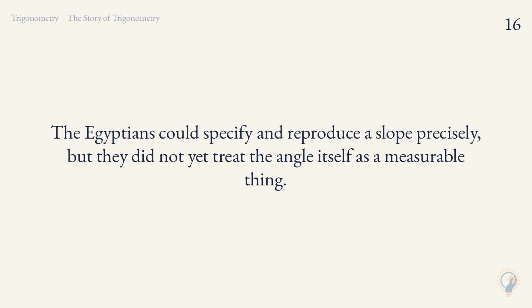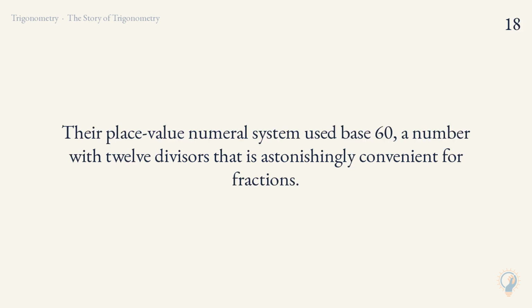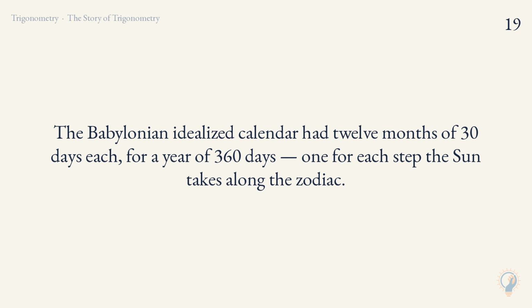The Egyptians could specify and reproduce a slope precisely, but they did not yet treat the angle itself as a measurable thing. The Babylonians took a different path entirely. Their place value numeral system used base 60, a number with 12 divisors that is astonishingly convenient for fractions. The Babylonian idealized calendar had 12 months of 30 days each, for a year of 360 days, one for each step the sun takes along the zodiac.